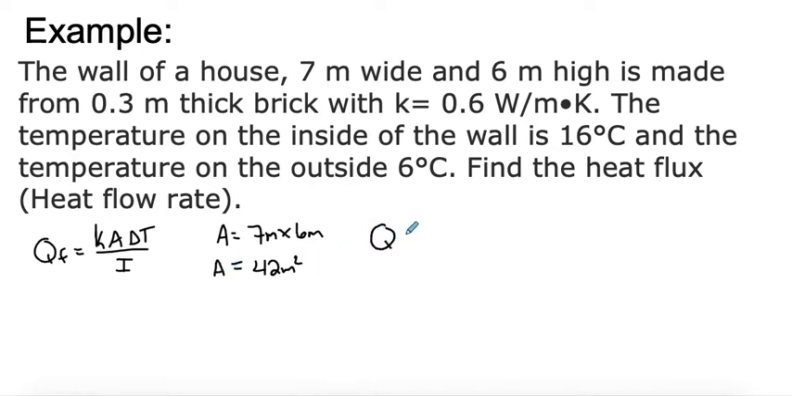So heat flow is going to be equal to our constant, 0.6 watts per meter Kelvin, and then our area, which is 42 meters squared. And then our change in temperature. We need this to be in Kelvin because we have Kelvin there. To convert to Kelvin, remember, it's just Celsius plus 273.